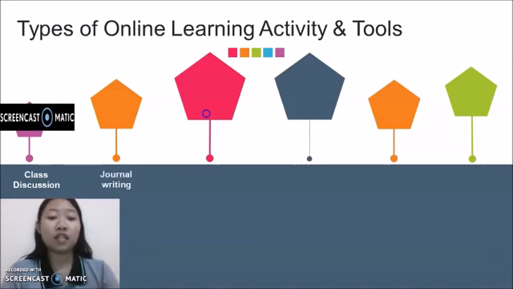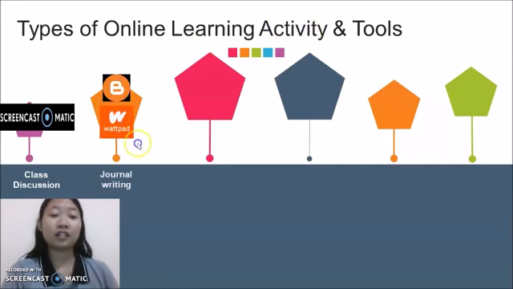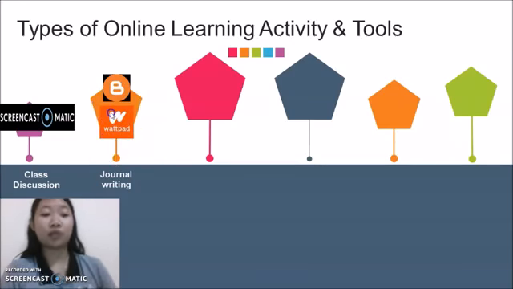And the next activity is journal writing. So in journal writing, the teachers can guide the students to use a blog to post descriptions of places and so on. And the teacher also can lead the students to use Wattpad if they make a project with literature.